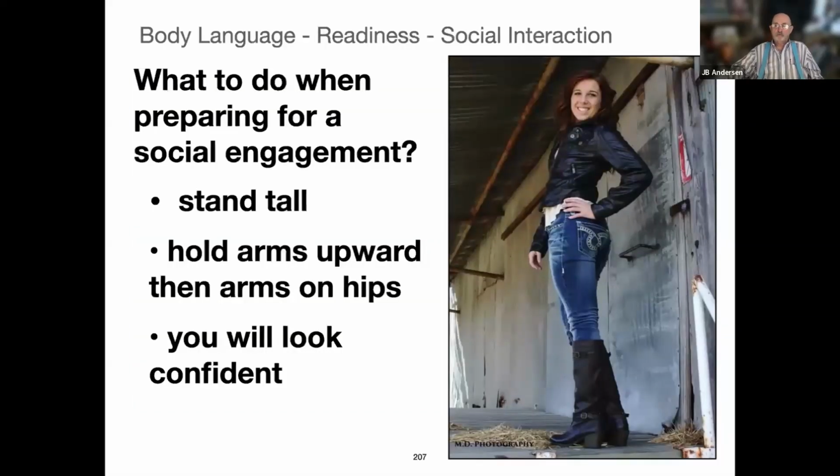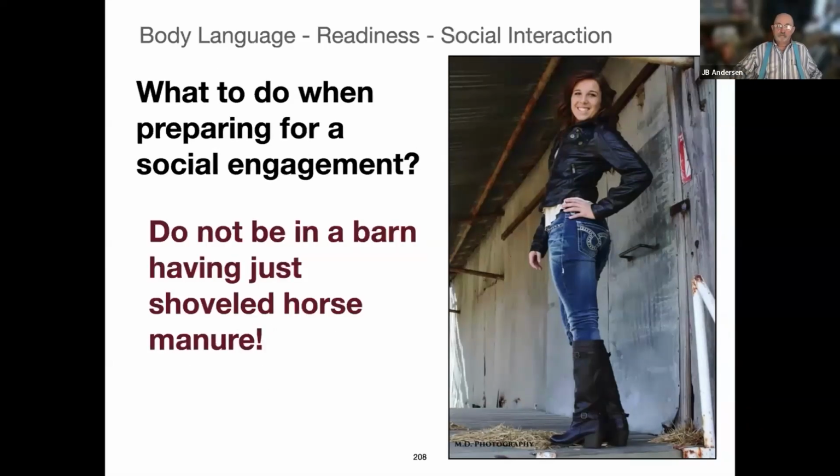What do you do when you're preparing for a social engagement? This woman, she's standing tall. Oh, there's somebody I'm going to talk to. Yes, I'm interested. She stands tall. Often people hold their arms upright or put their hand on their hip, such as she does. And you look confident. And there she stands, ready for an engagement. Gonna talk to somebody, showing that she is interested. But I don't suggest you do this in a barn after having shoveled horse manure.